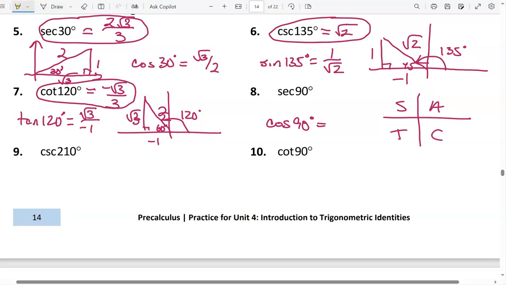And remember, 90 degrees is a terminal side that is vertical when drawn in standard position. What I've just highlighted is that on the right side of our coordinate axes, the cosine values will be positive. On the left side, they'll be negative. 90 degrees is right in between those, so cosine of 90 must be equal to 0. 0 has no reciprocal, so secant of 90 degrees is undefined.